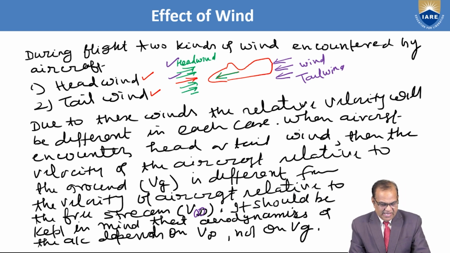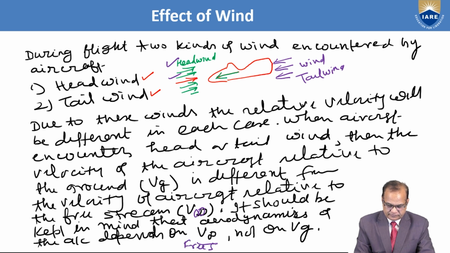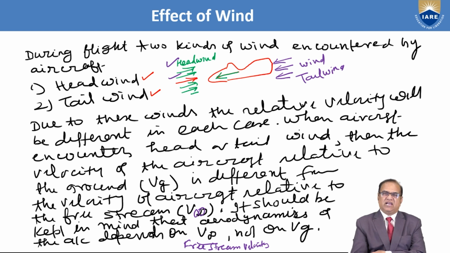It should be kept in mind that aerodynamics of the aircraft depends upon the free stream velocity, not the ground velocity. So your development of the drag, development of the forces, lift and the drag, these all depend upon the free stream velocity, not the ground velocity. So all the calculation which we do, how to generate the lift and the drag and other forces, we are always considering the free stream velocity, that is the V infinity.